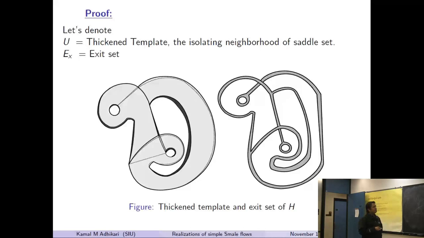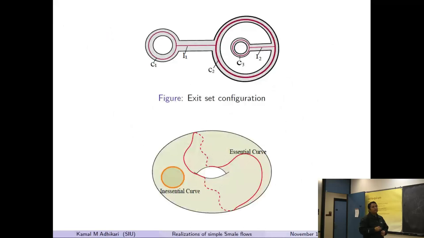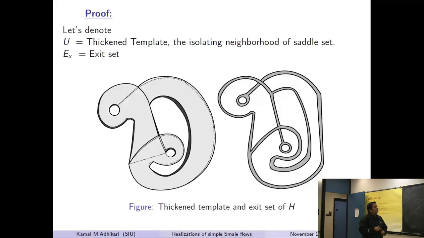If we look at this exit set more carefully, the exit set configuration will be like this. The exit set is made up of three circular annuli and two rectangular strips. And let's say the cores of the circular annuli are C1, C2, C3. This is one annulus, this is one annulus, and another is this. There are three, C1, C2, and C3, the three annuli.